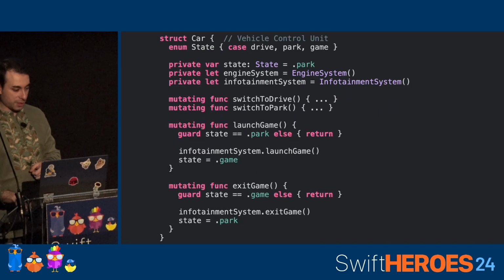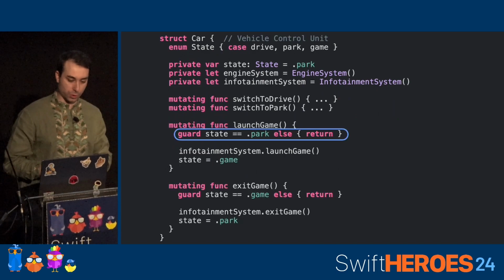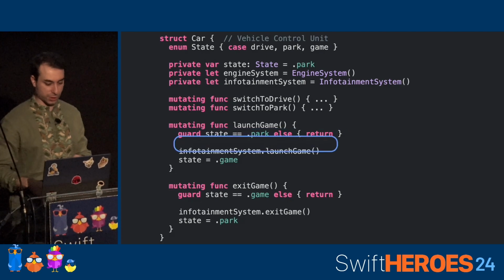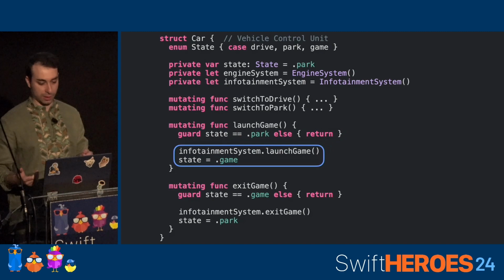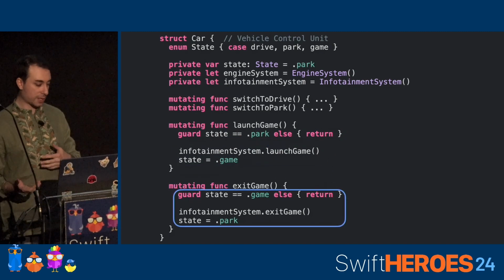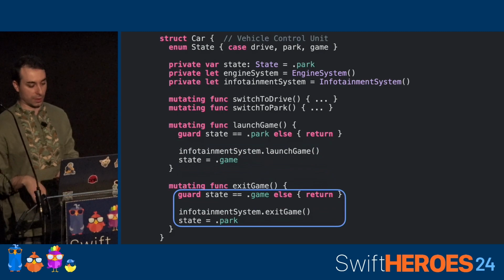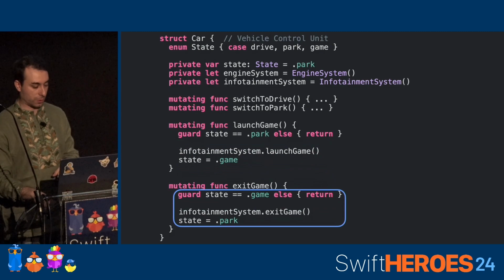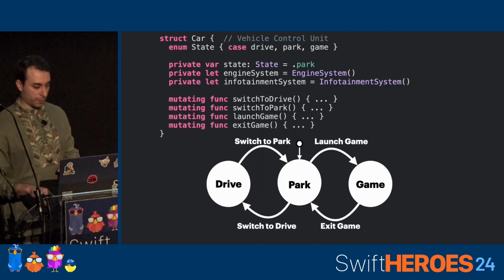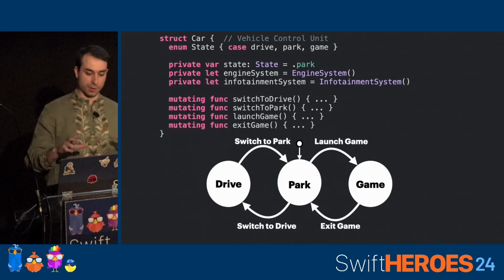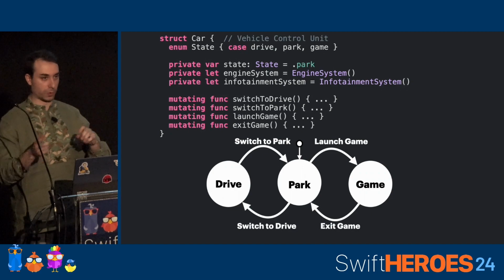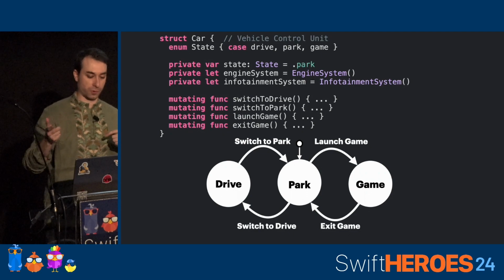Now, very similar. When we want to launch a game, we must check that we're in a park state. This is a super important safety feature. Then we tell the infotainment system, hey, launch the game. We transition to the game state. And when we exit, it's kind of the opposite thing, right? And we go back to park. So very, very simple. If we look at the original state diagram, you can see that these four functions correspond with these four transitions, these four arrows.